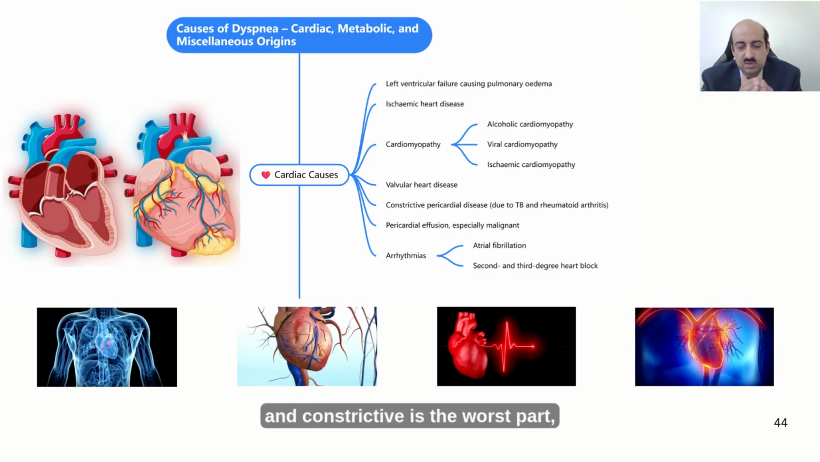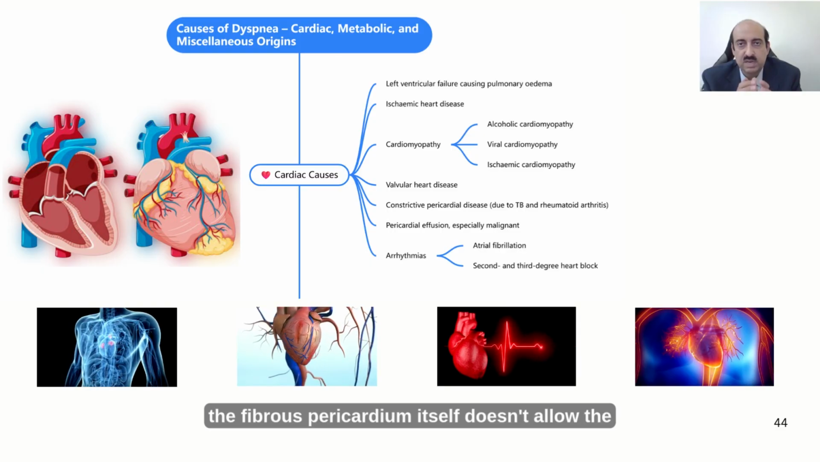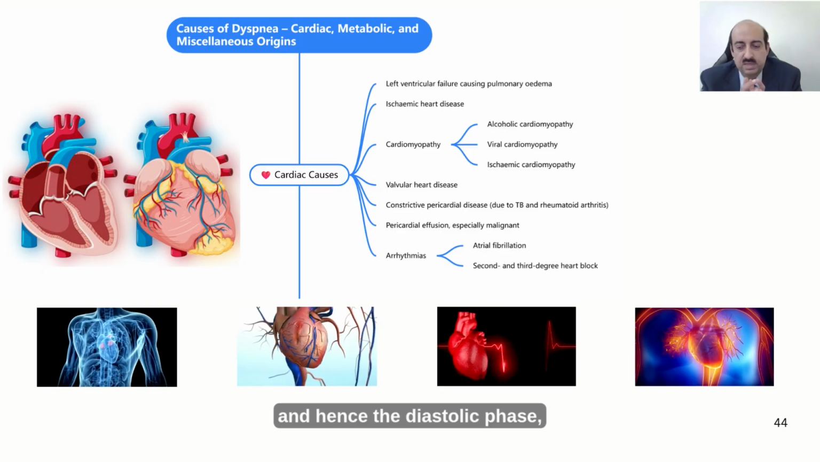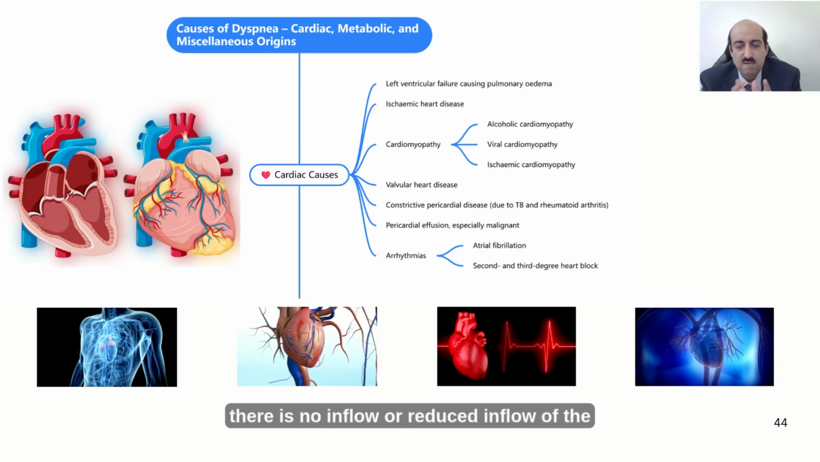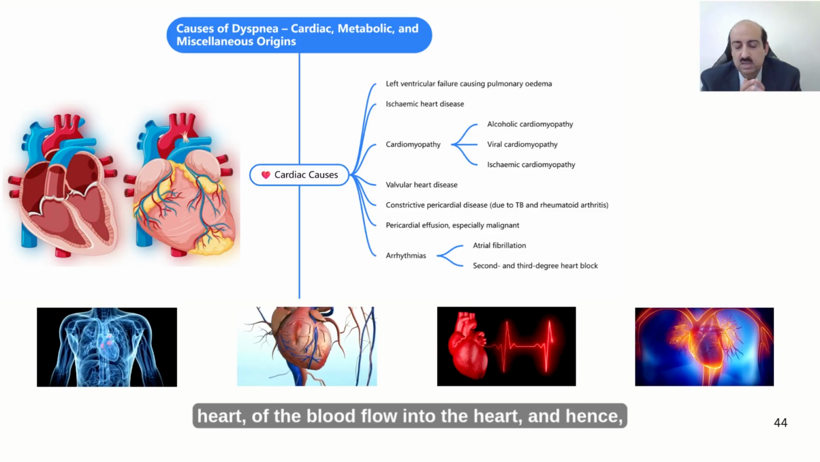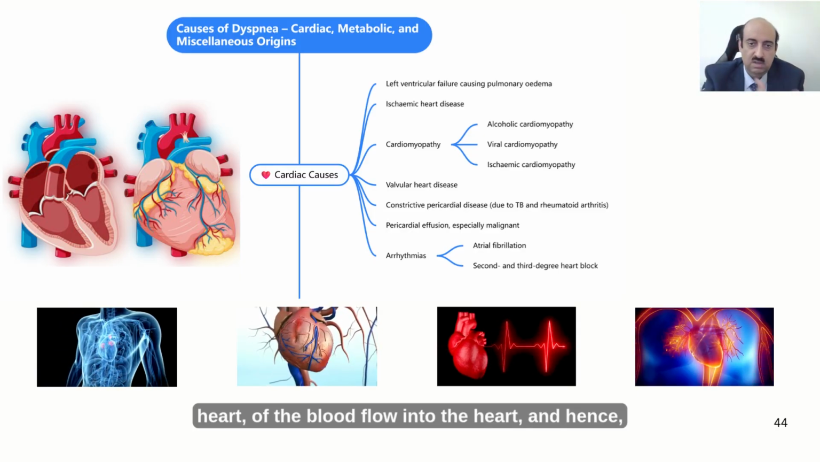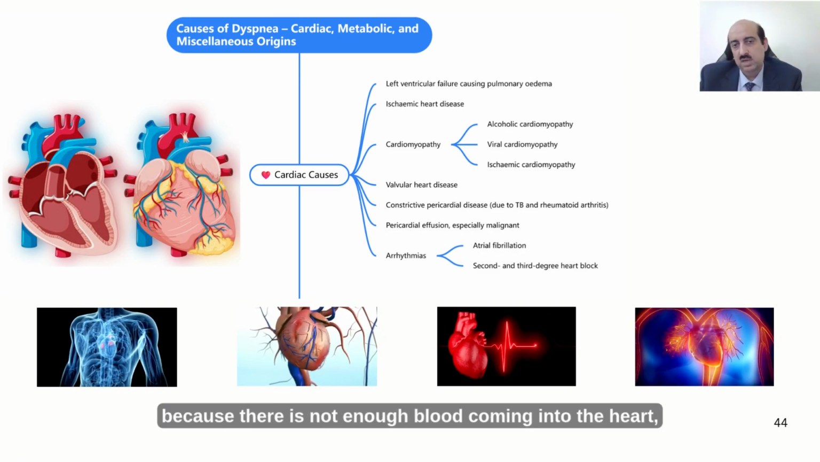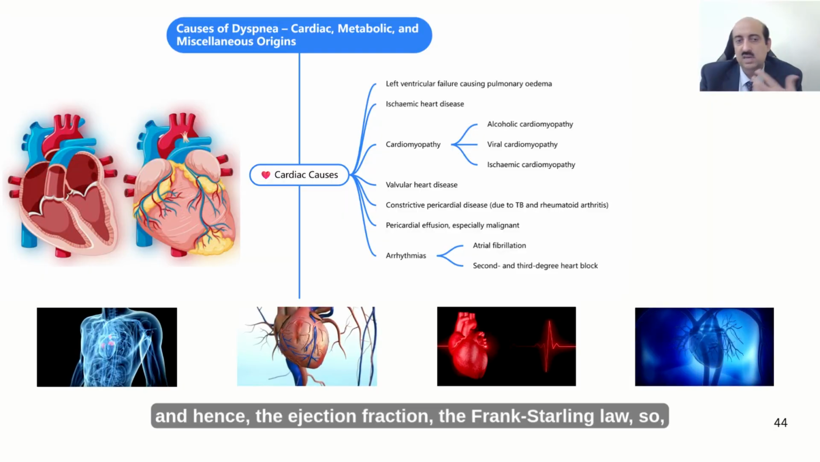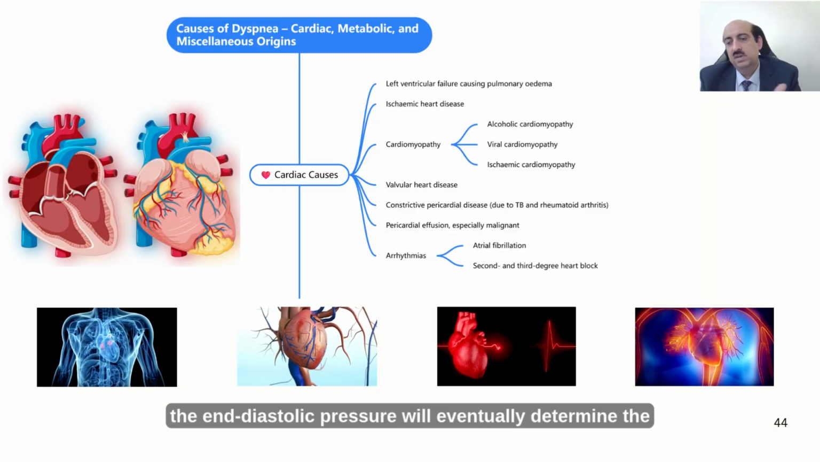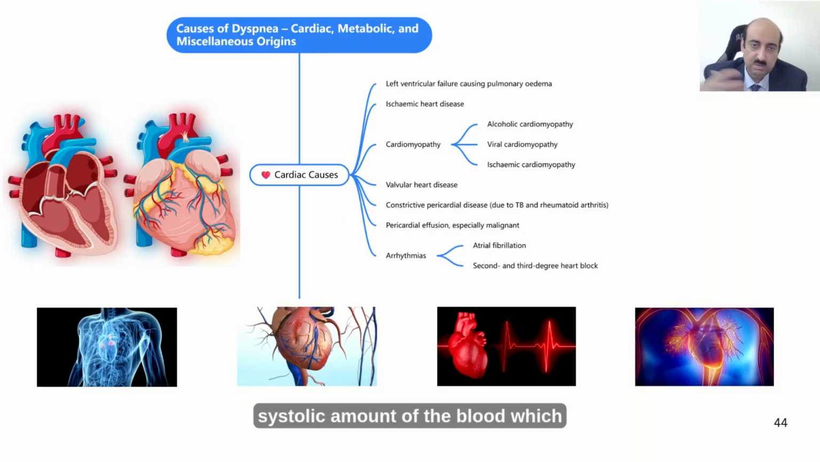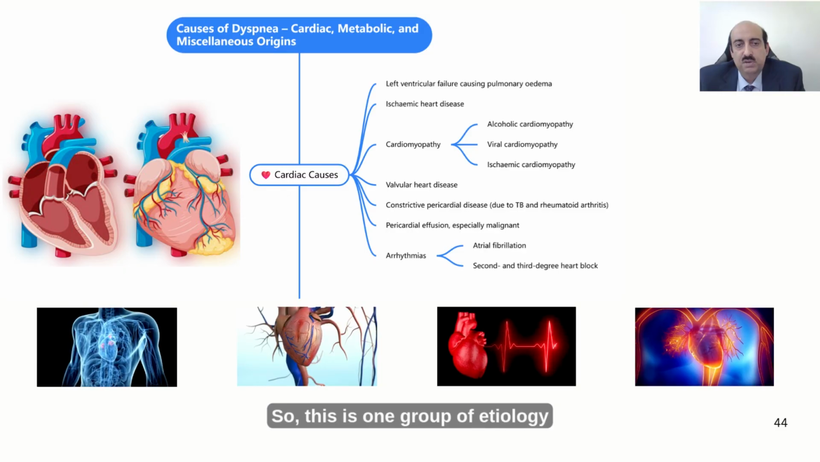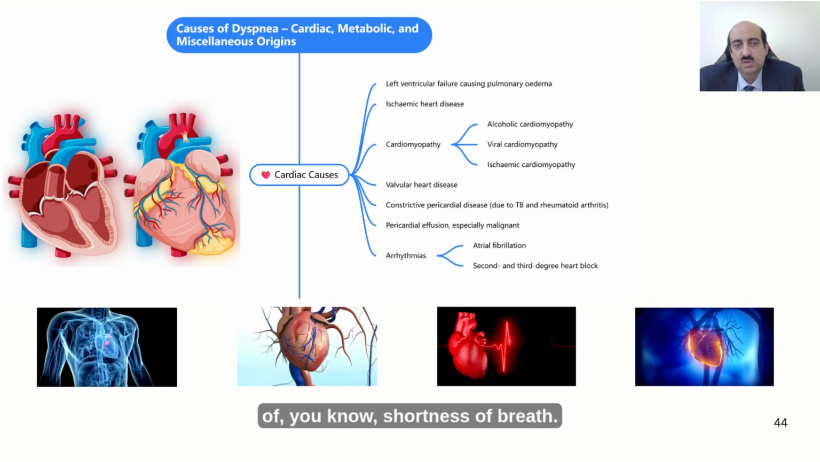And constrictive is the worst part, because in this the fibrosed pericardium itself doesn't allow the heart to relax completely, and hence in the diastolic phase there is no inflow or reduced inflow of blood into the heart. Hence the forward failure also occurs, because there is not enough blood coming into the heart, and hence the ejection fraction, the Frank-Starling law. So the end diastolic pressure will eventually determine the systolic amount of blood which goes out. So this is one group of etiology of shortness of breath.